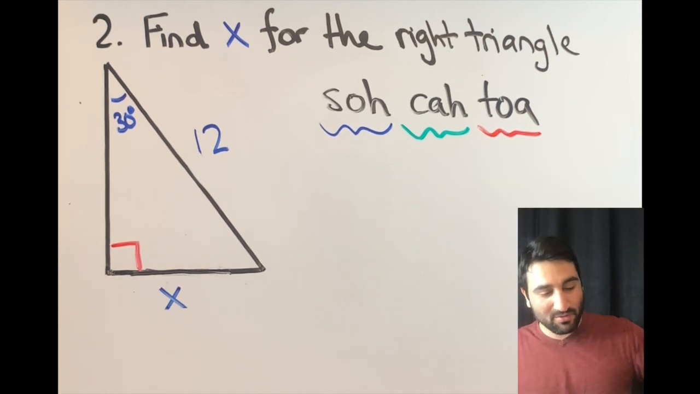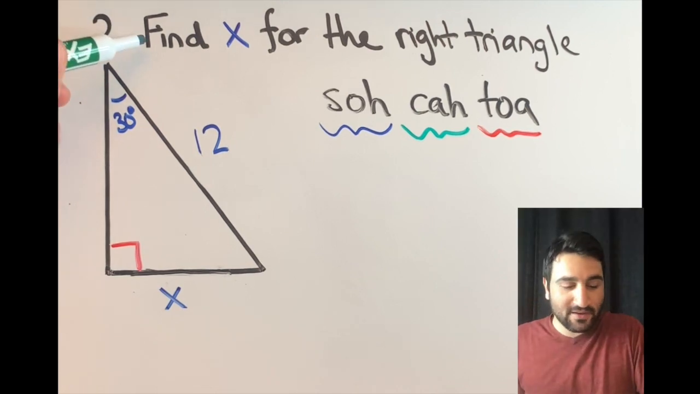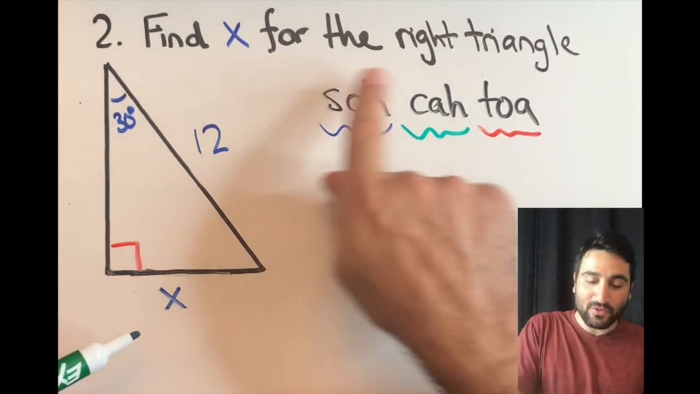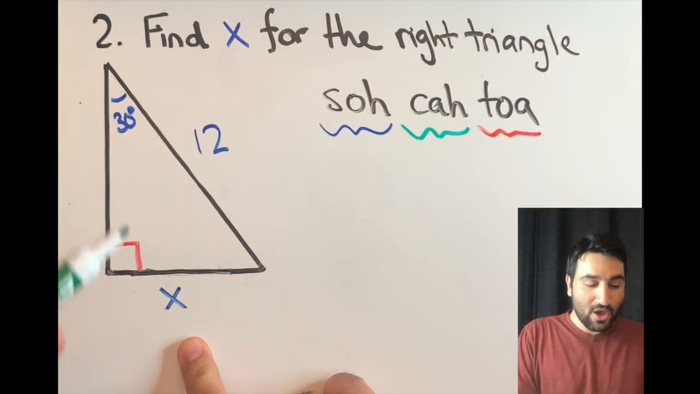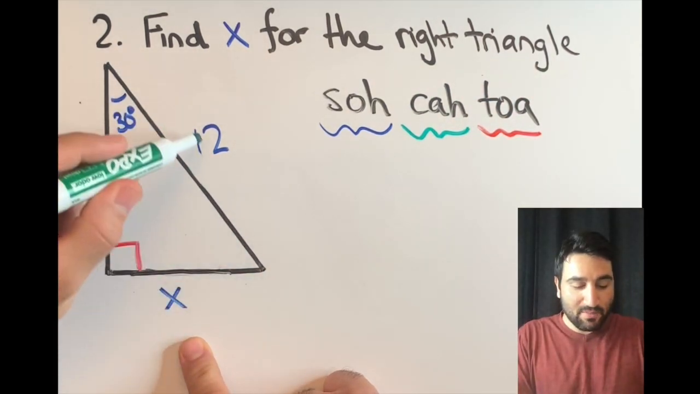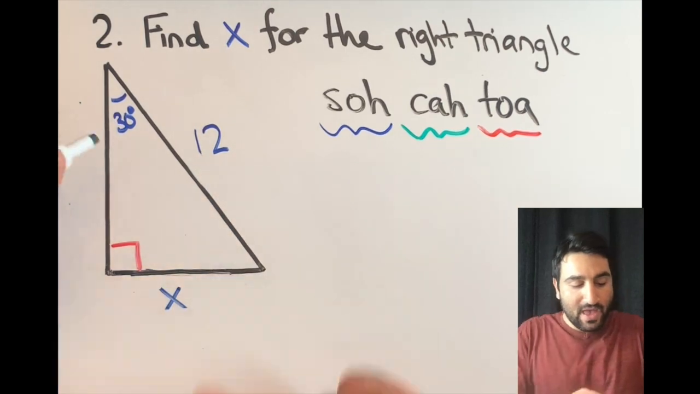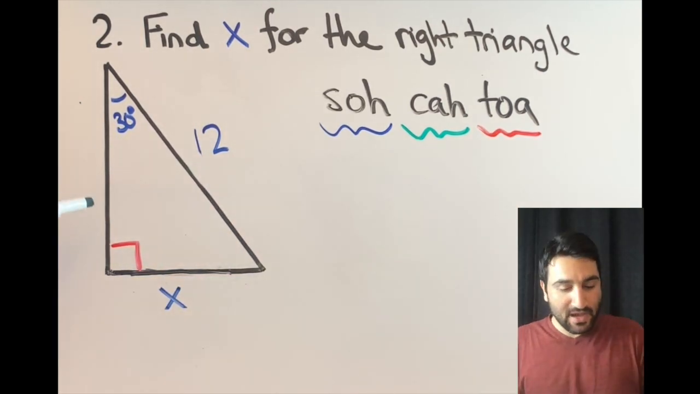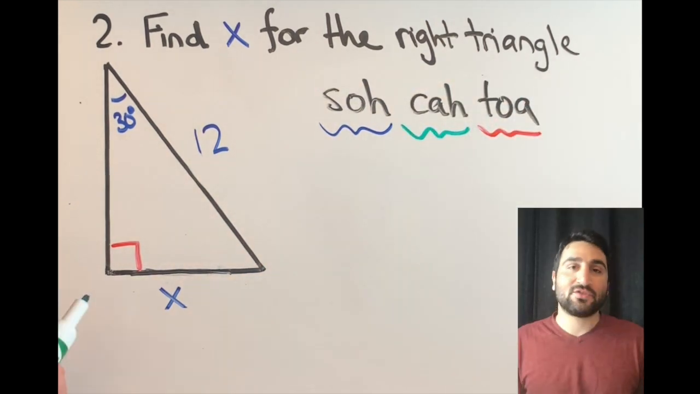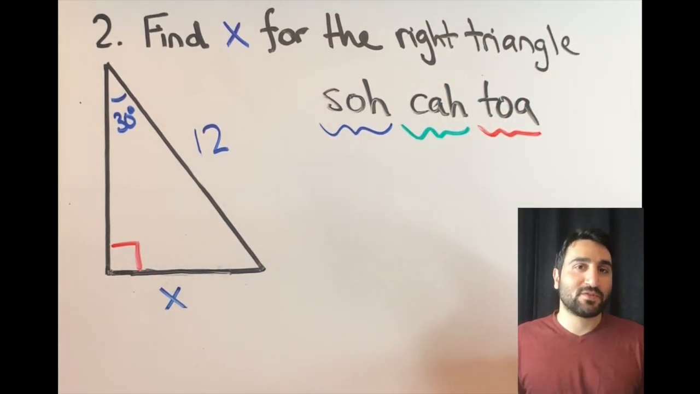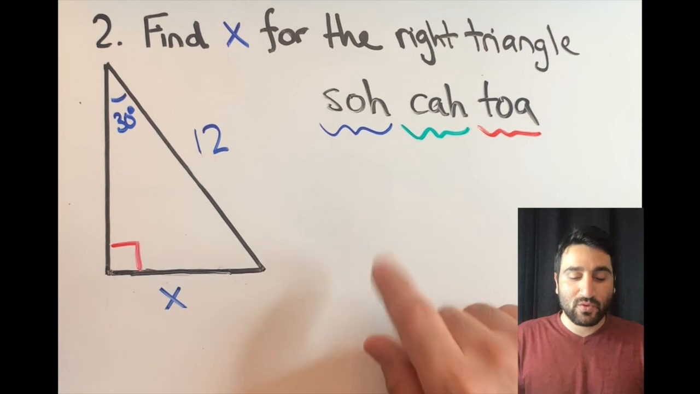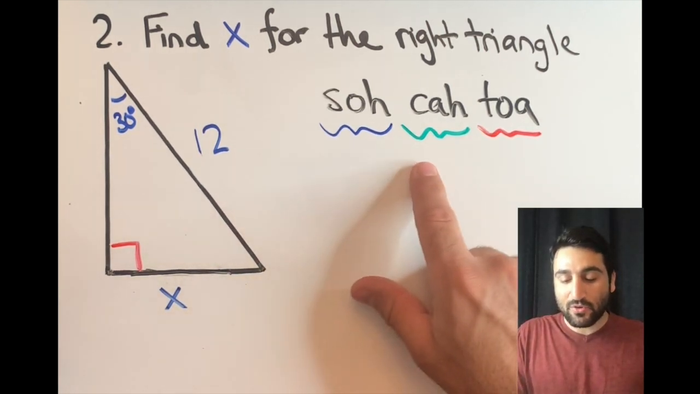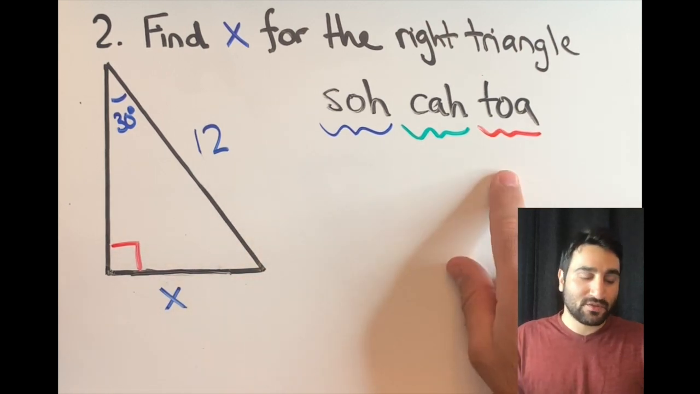So in this problem, we are asked to find the side length x, this unknown side length for the right triangle that's given here. We are given the hypotenuse length of 12 and this interior angle of 30 degrees. It's important to note that it's a right triangle because there are lots of different types of triangles, but for right triangles, we are specifically allowed to use the strategy involving SohCahToa only if it's a right triangle.